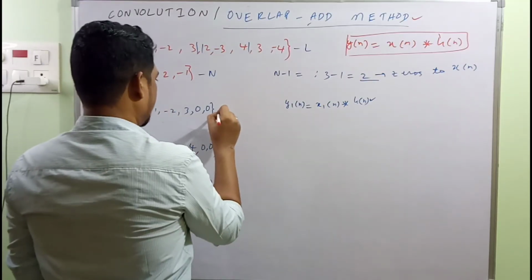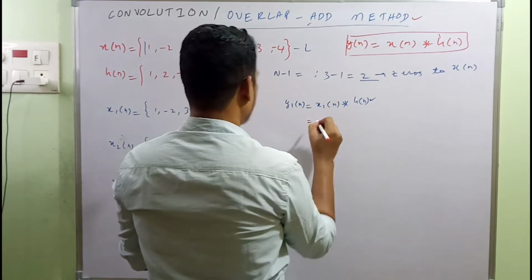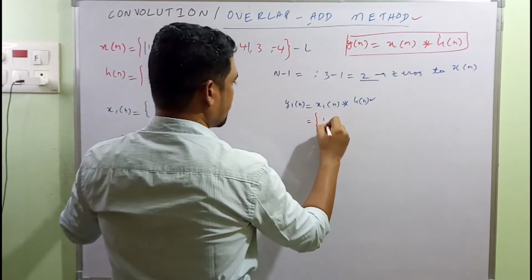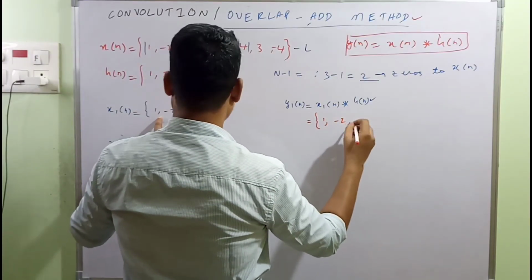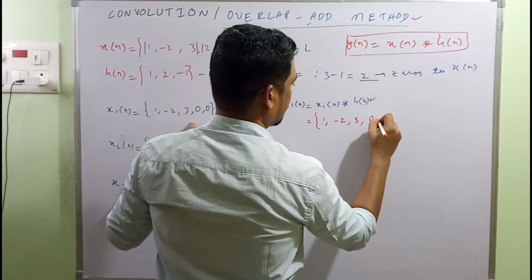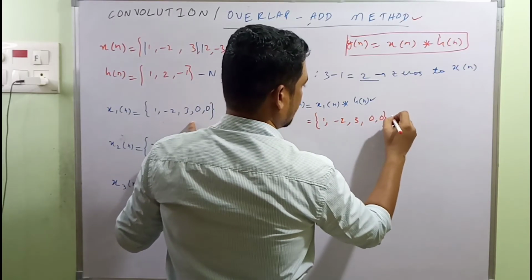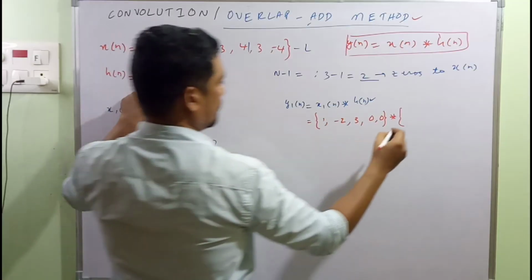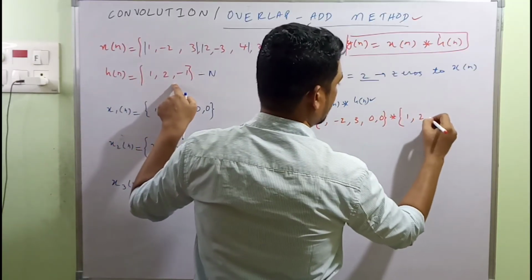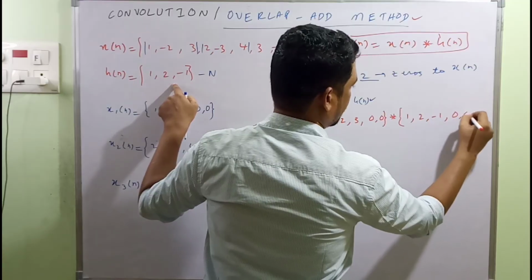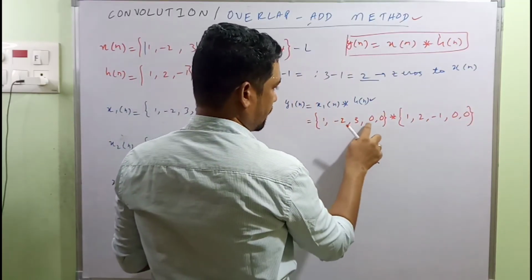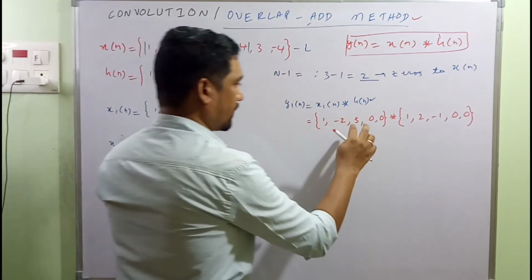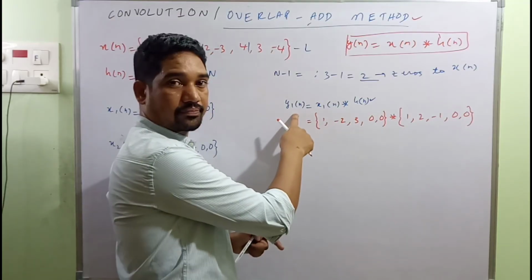Now for y1 we have a convolution between the first sequence, what is the first sequence? x1 of n is 1 comma minus 2 comma 3 comma 0 comma 0. And h of n will be of the same length: 1 comma 2 comma minus 1 comma 0 and 0. Guys, check the length, 1 2 3 4 5, 1 2 3 4 5, done. These are the sequences which we make use of to evaluate y of n, right?